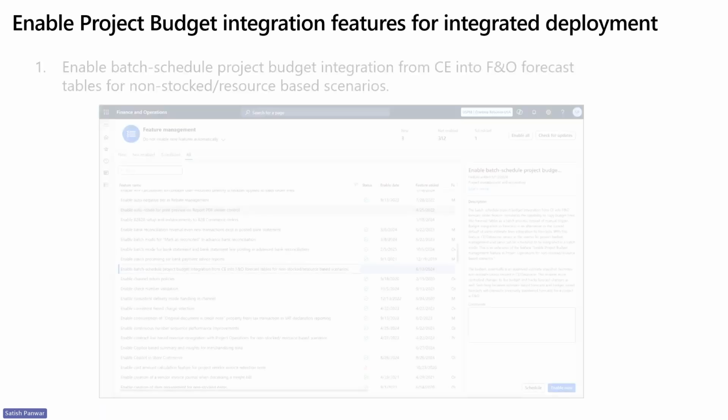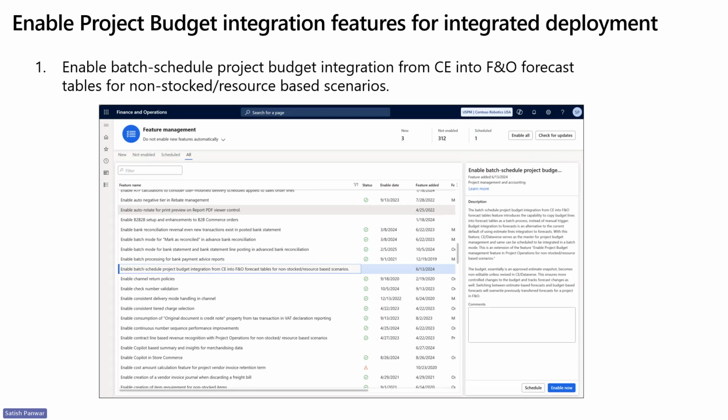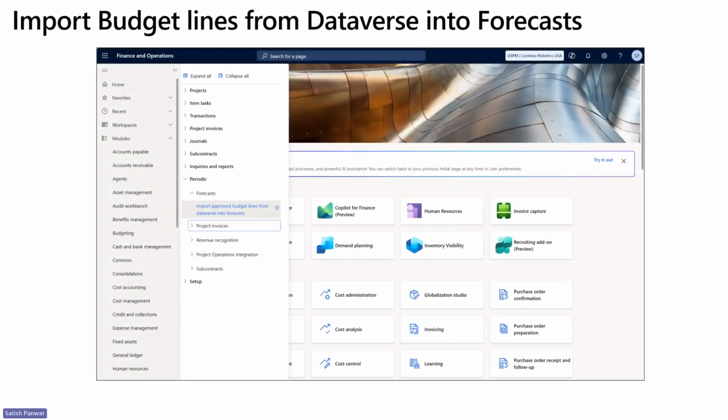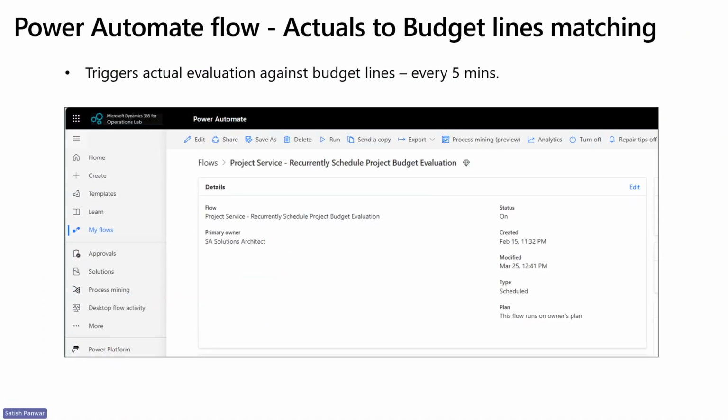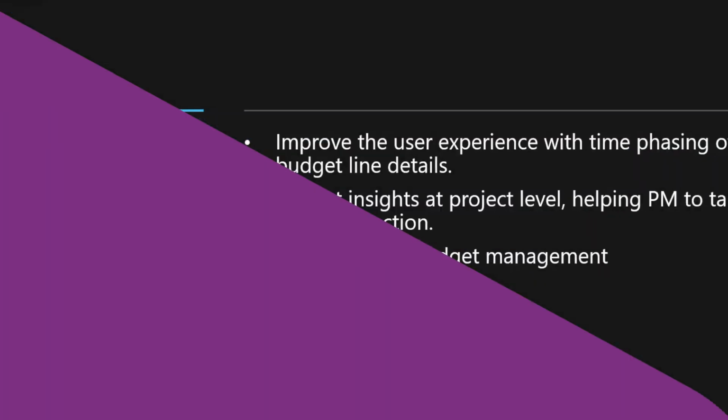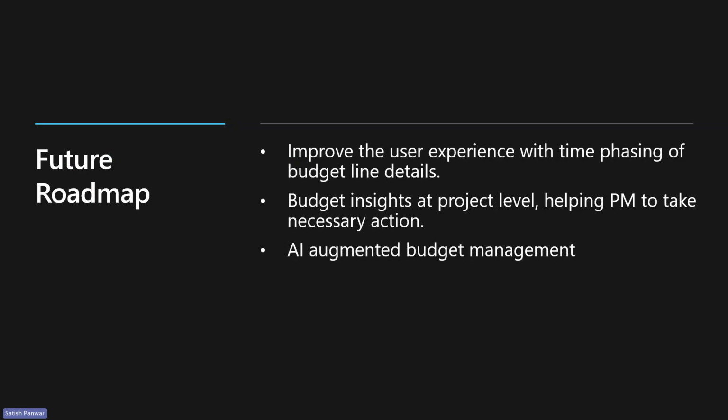Enable project budget integration in project operations, and if you want to run this in a batch schedule, you need to enable this feature as well. Otherwise, you can import them manually. And we also have the batch job which I showed in the demo. And this is a Power Automate flow which triggers every 5 minutes, and you can configure it to run however you like. Let's talk about a bit of a feature roadmap.